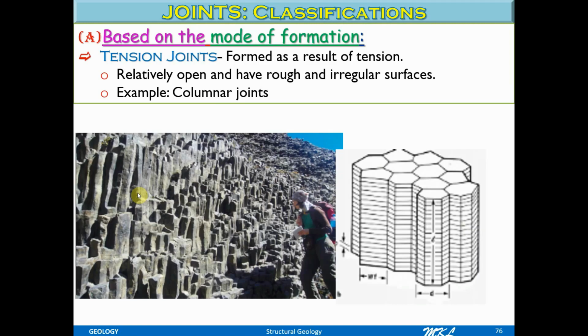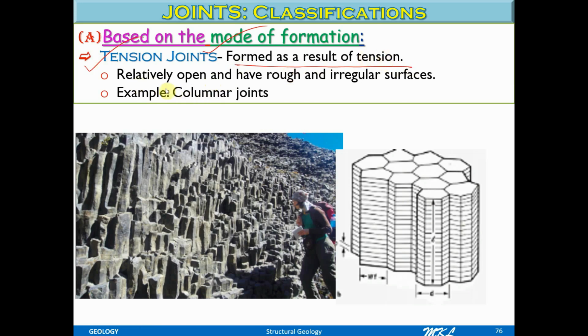Now let's discuss the joint classification. It can be classified depending on several parameters. The first one is the mode of formation. The second one is based on the attitude. Attitude means strike and dip. When I talk about the attitude of a bed, I'm talking about the dip and strike of the bed. So it can be classified into tension joints. What are tension joints? Tension joints are formed as a result of tension, as is obvious.